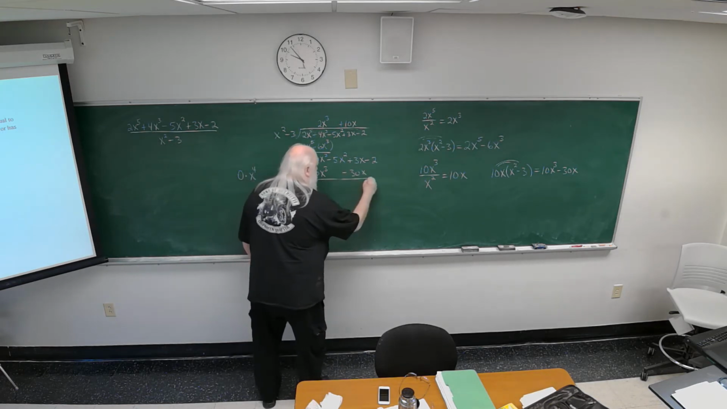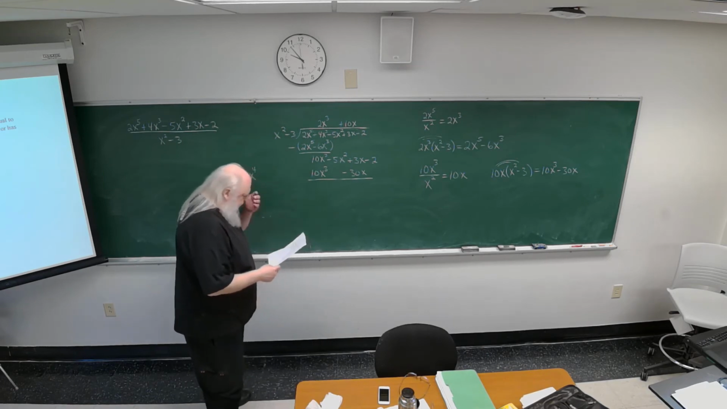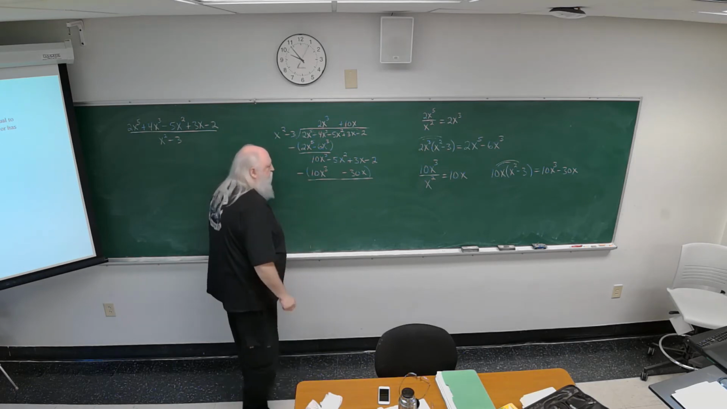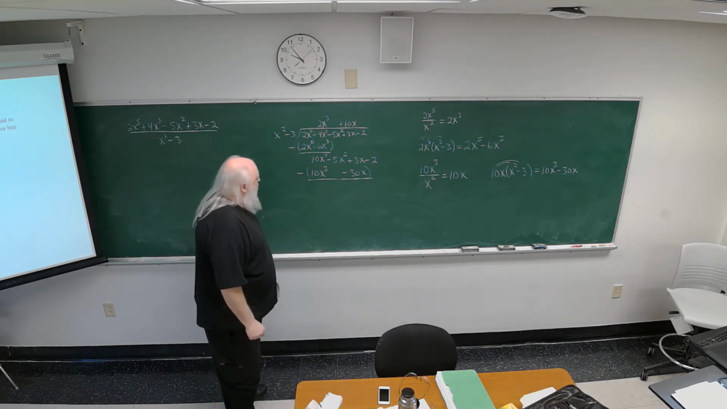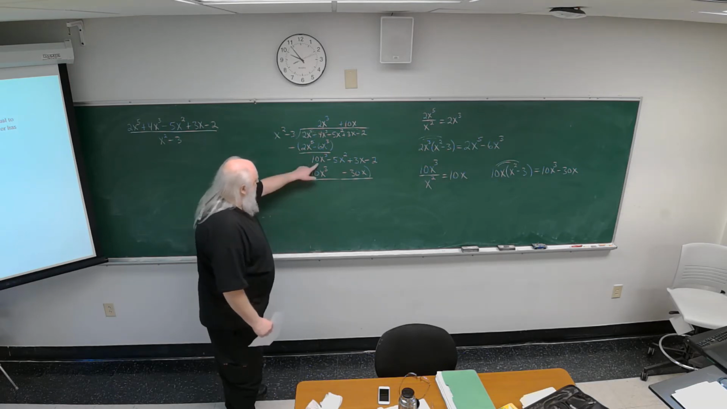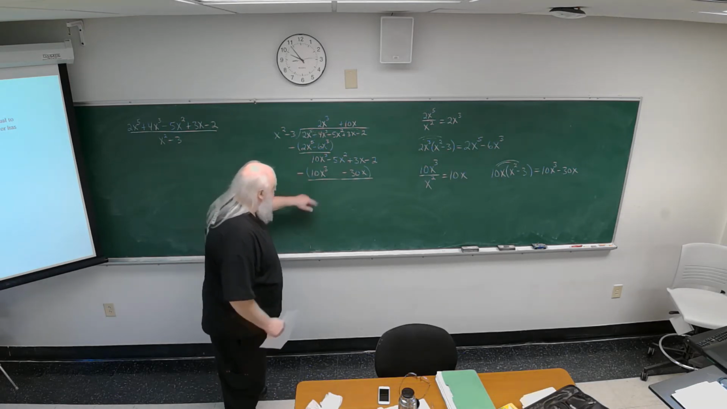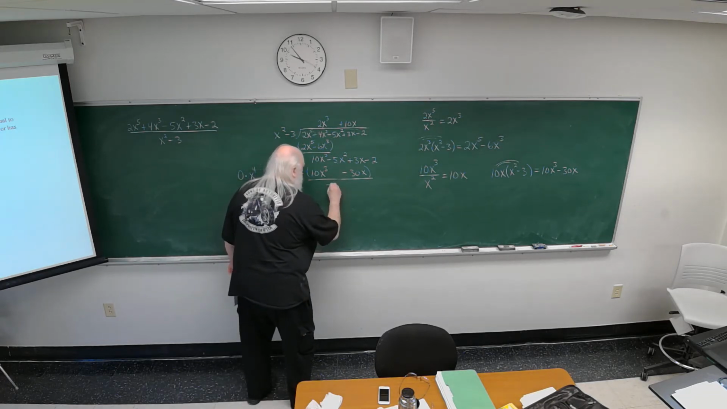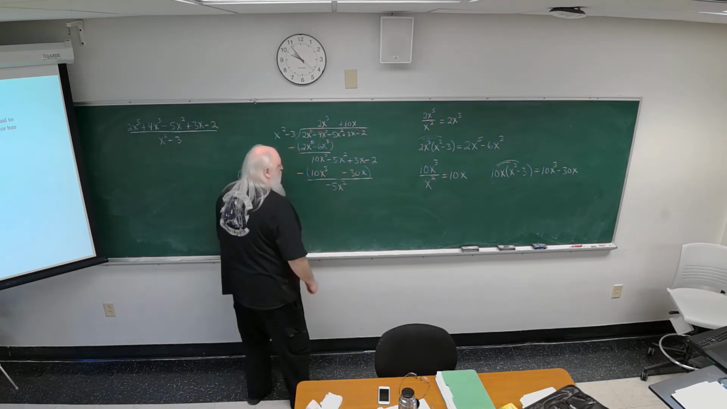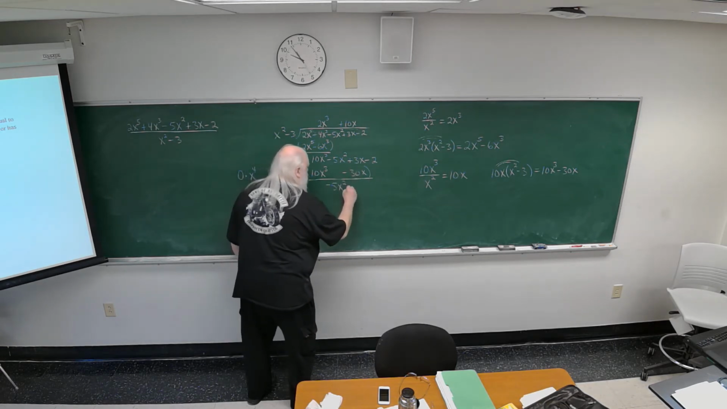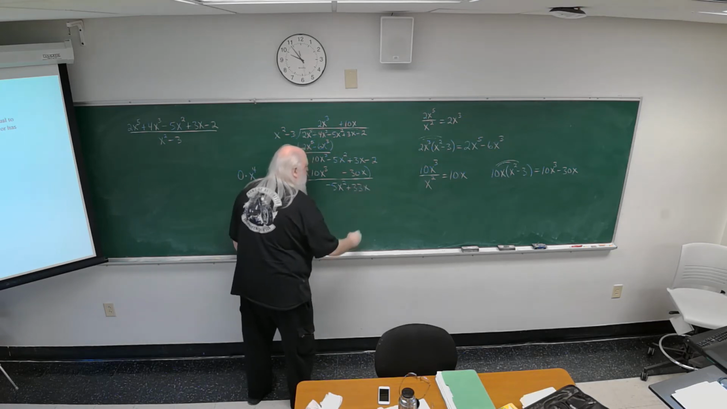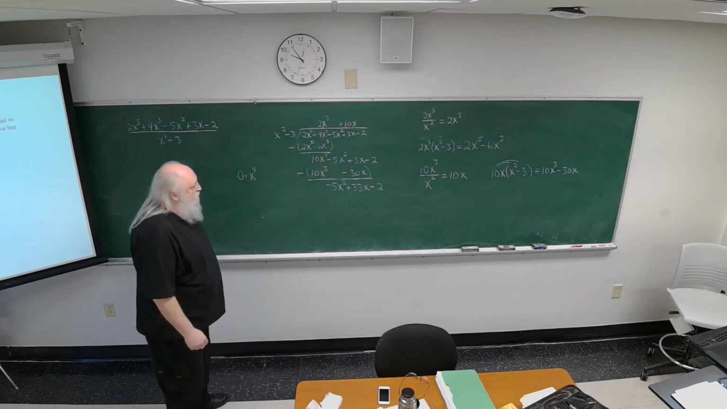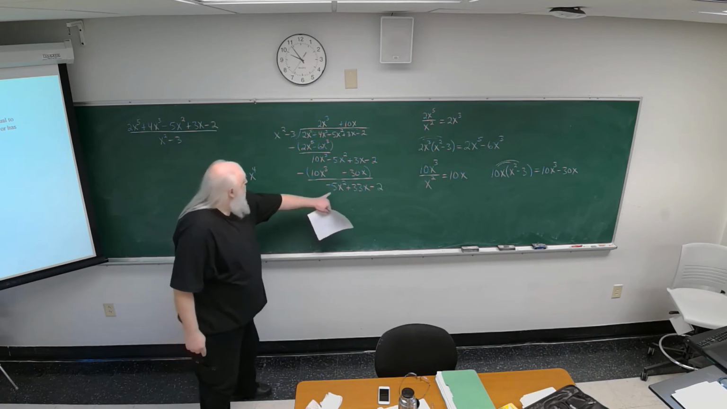So now I subtract 10x cubed minus 30x from my new dividend. When I distribute the minus sign, I have 10x cubed minus 10x cubed, which is 0. Minus 5x squared minus 0, which is minus 5x squared. And then we have 3x plus 30x, which is 33x. And then we bring down the minus 2. So now this is my new dividend.